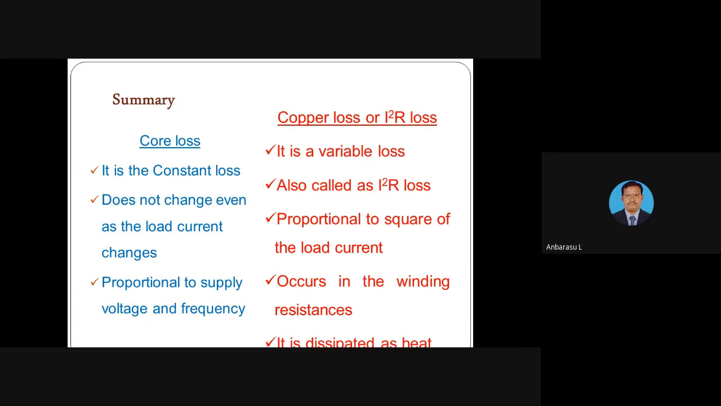Copper losses occur in the winding resistance, but core losses occur in the core. Copper losses are dissipated in the form of heat. In the case of core losses, the heat is produced in the iron core. So that is the summary of copper losses and core losses.